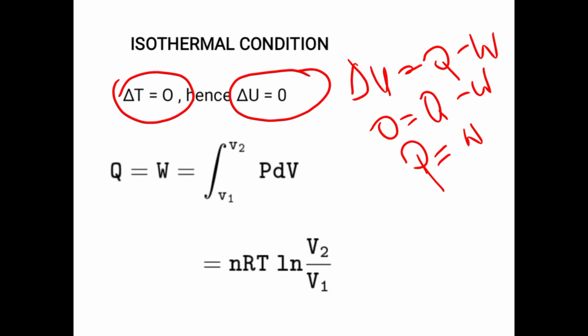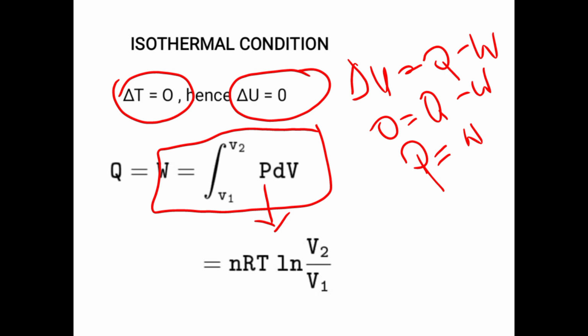Then secondly, the work done by a system is given by this formula: W equal to integral from V1 to V2 of P dV, with our boundaries V1 and V2. Now, if the process is isothermal, then the whole of this formula is going to lead us to nRT ln V2 over V1, which you can write in different ways. You can also write it as nRT ln P1 over P2.